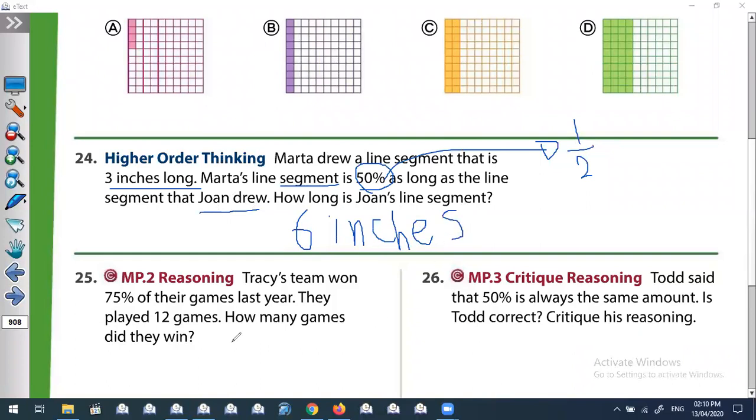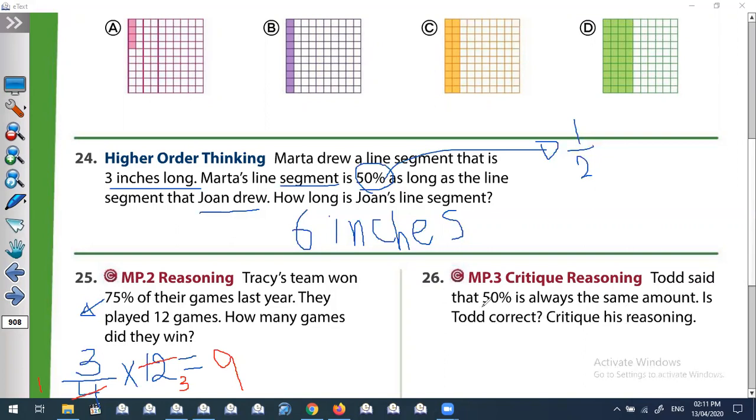The next one. Tracy's team won 75% of their games last year. As we know, 75% means 3/4. They played 12 games, so I have to multiply 3/4 by 12 to find the number of games. Let's revise the fractions. How can we multiply 3/4 by 12? Simplify. Yes, 4 and 12, both of them are in table 4. 4 divided by 4 is 1, 12 divided by 4 is 3. So 3 by 3 is 9.